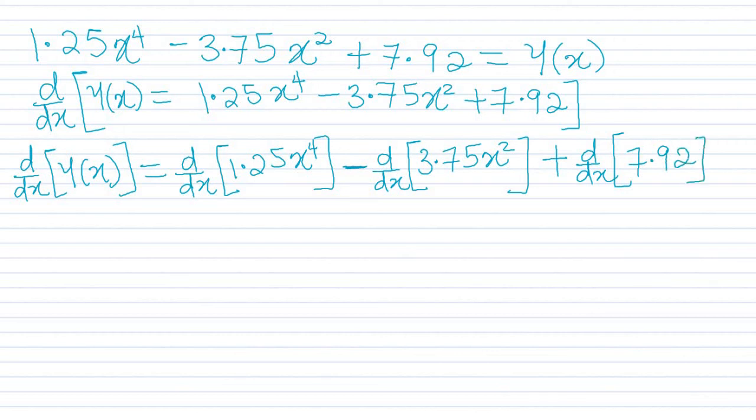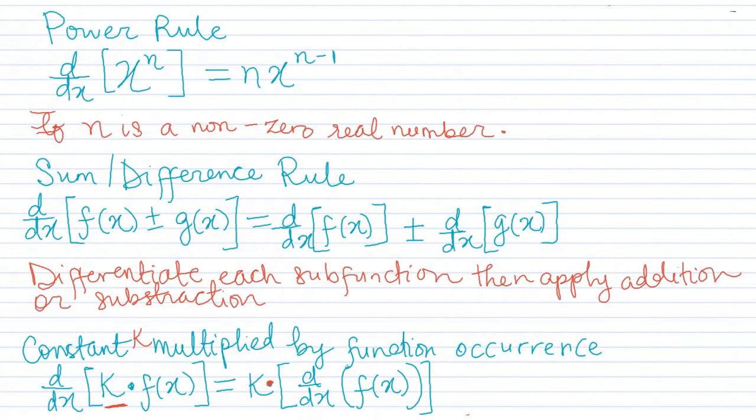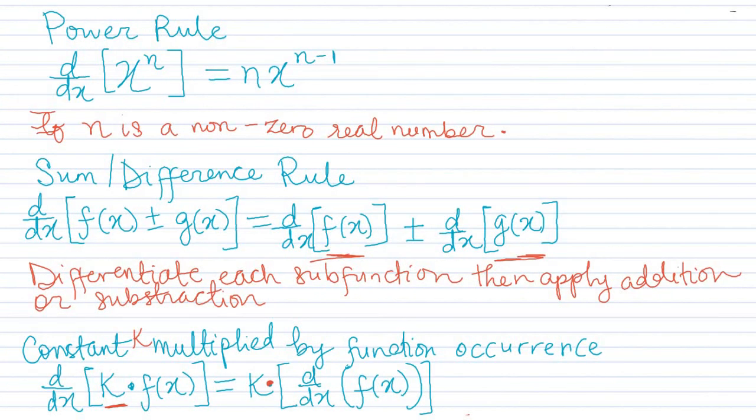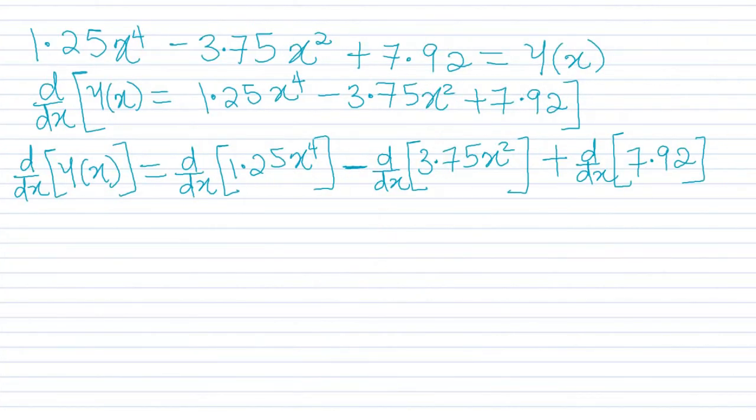If you remember what we did in the previous page, we split it. That's what is going on here. We split it into the sub-functions. So now that we've done this, we're now going to apply the constant k multiplied by the function rule. So we end up with, let me continue with a beautiful green.